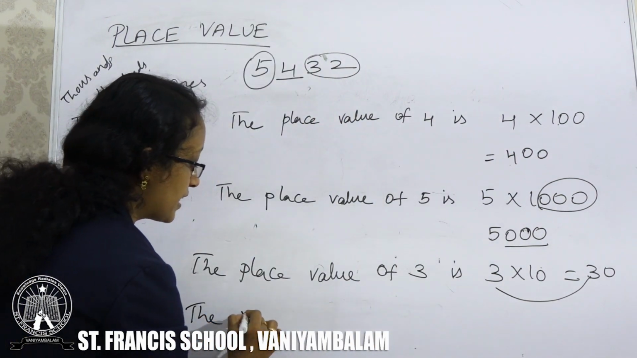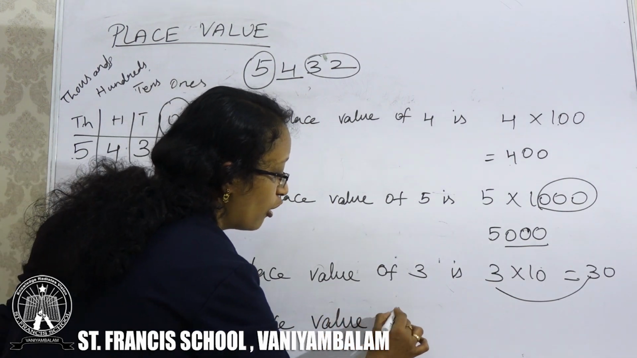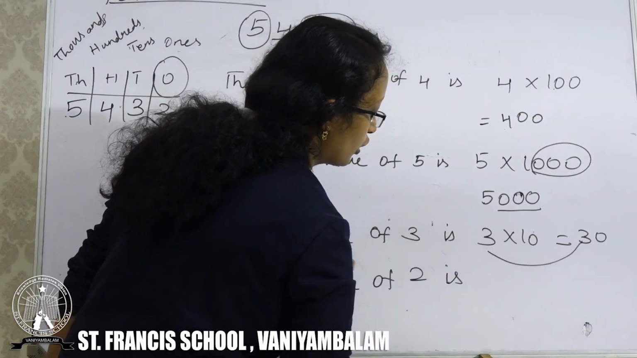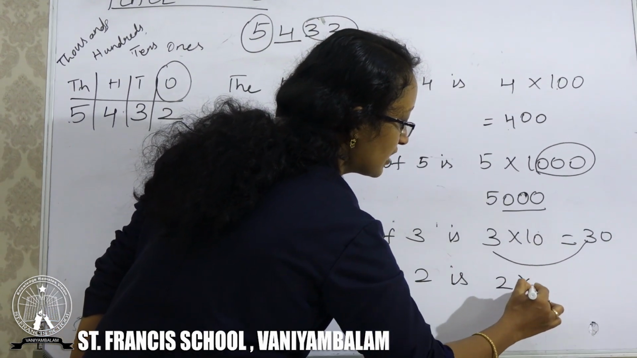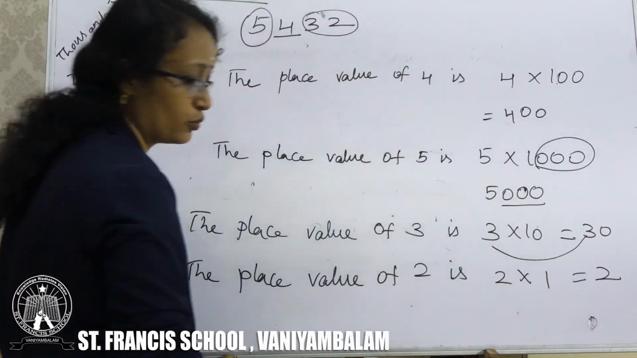Next, the place value of last one. The place value of, what is the remaining digit? 2. The place value of 2 is, 2 lies in the ones place. So 2 into 1 is 2.